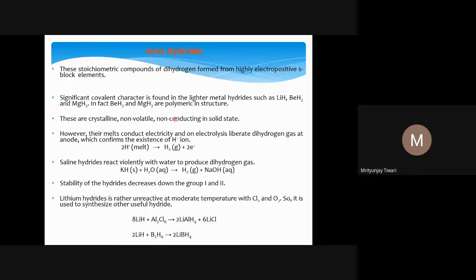So it may not be purely covalent, but it definitely has significant covalent character. So these are ionic hydrides, though some of them, as I said, have significant covalent character as well, as we saw in the case of BeH2, MgH2, or lithium hydride (LiH). These are crystalline and non-volatile. Crystalline means they form crystals. Non-volatile means they do not evaporate at room temperature, and they are polymeric and non-conducting in the solid state.